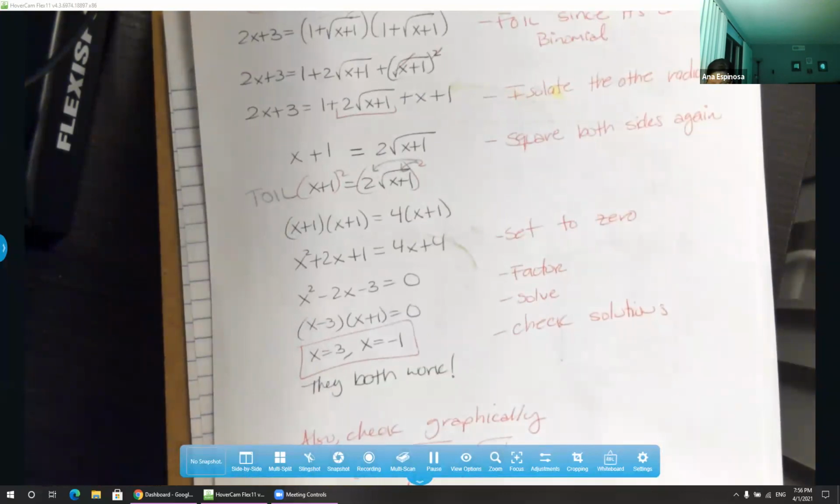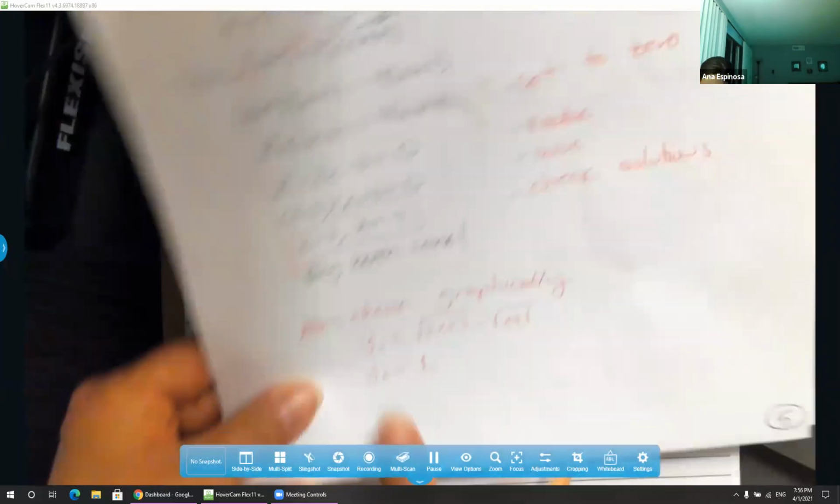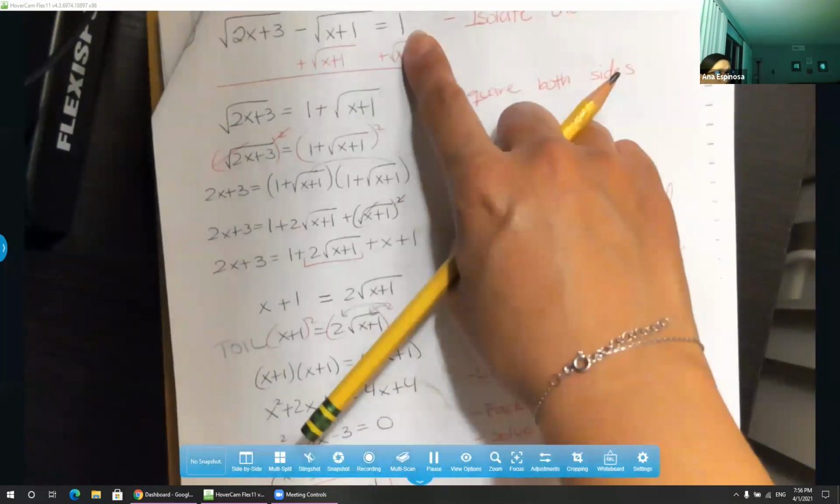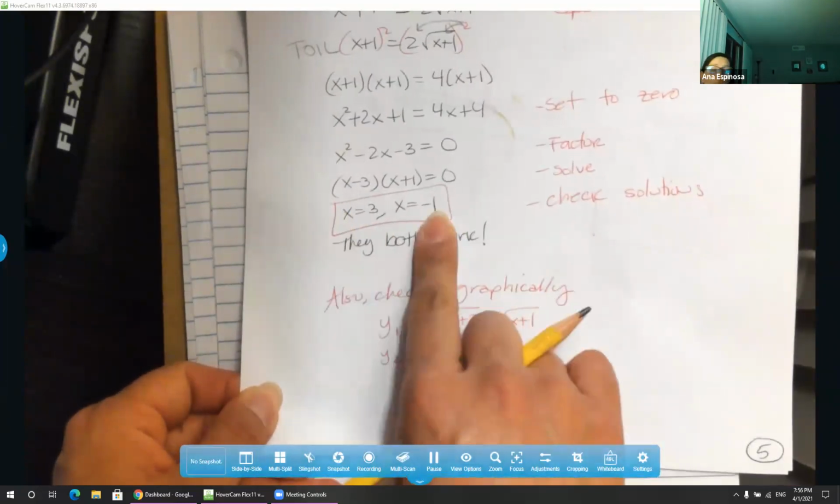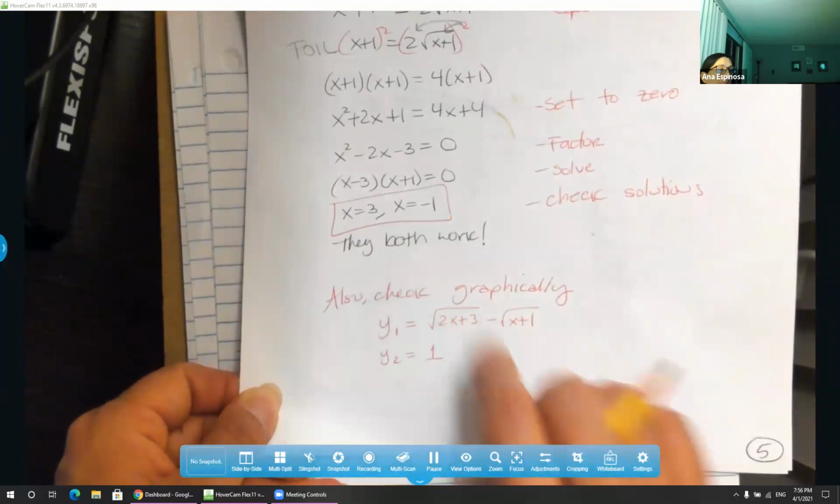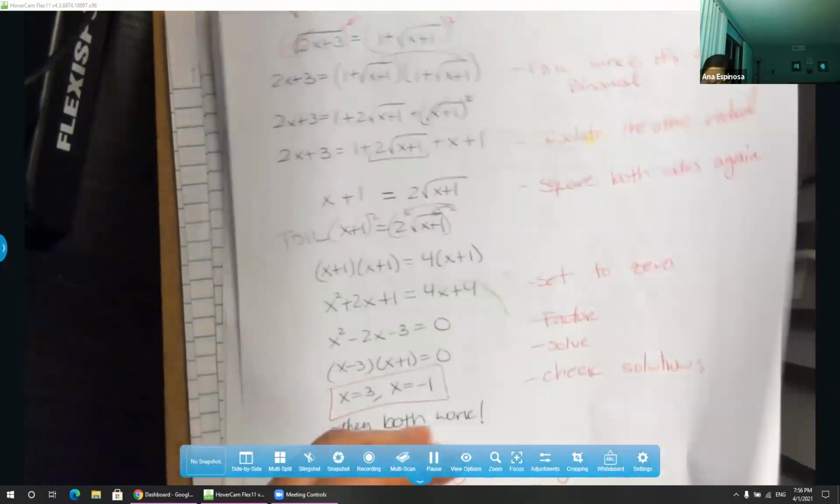Okay. How would you do this in the calculator? Practice doing this in the calculator. You would set y1 equal to the left side of the original equation. You would set y2 equal to 1. And where they meet should be at 2 places. And here are your x values. Try to do it on your own.